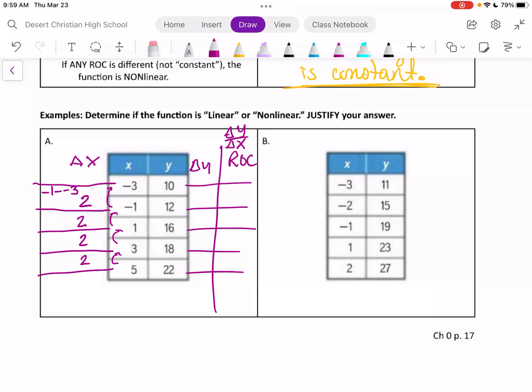So remember, we're subtracting bottom minus top. Bottom minus top. Find your delta y's. I'm going to do this in a different color. I think that'll maybe help me out in keeping them straight.